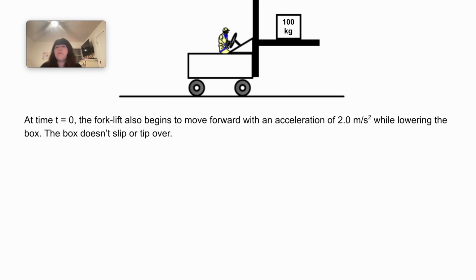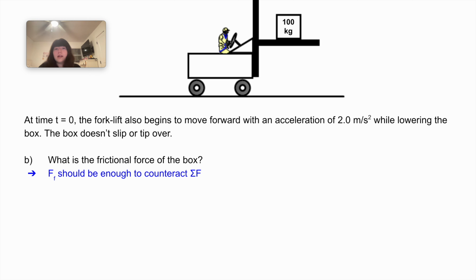Now let's take a look at part B. We're presented with new information at this point. So at time t equals 0, the forklift also begins to move forward with an acceleration of 2.0 meters per second squared while lowering the box. The box does not slip, nor does it tip over. So we are asked to find the frictional force of this box.